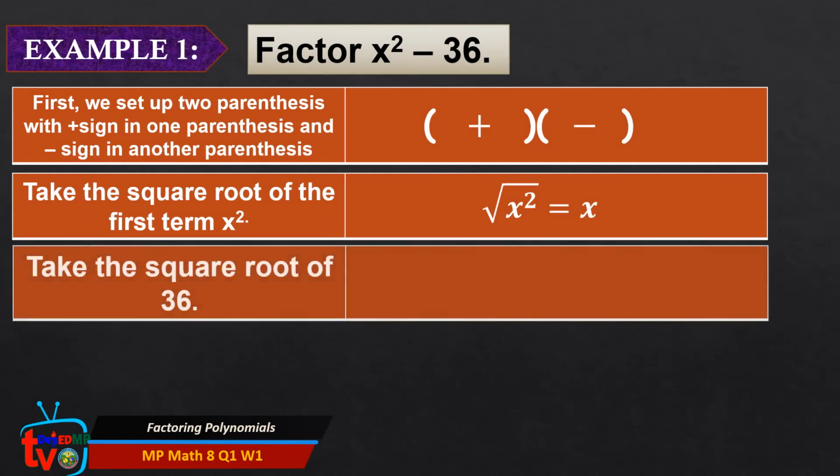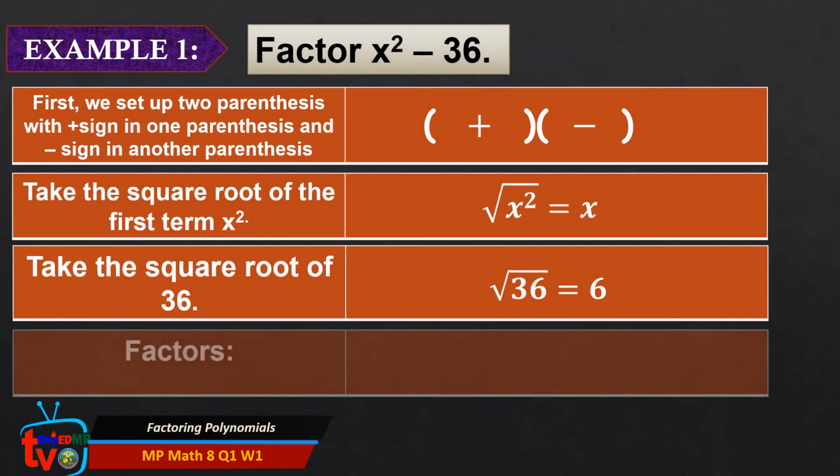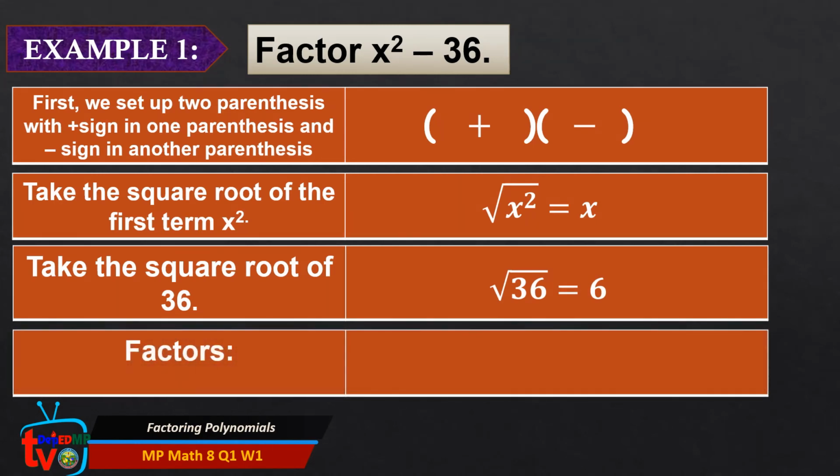Next, we are going to take the square root of the last term, which is 36. The square root of 36 is 6. So we are going to write 6 as the second term of the two binomial factors. Therefore, the factors of x squared minus 36 are the quantity x minus 6, the quantity x plus 6.